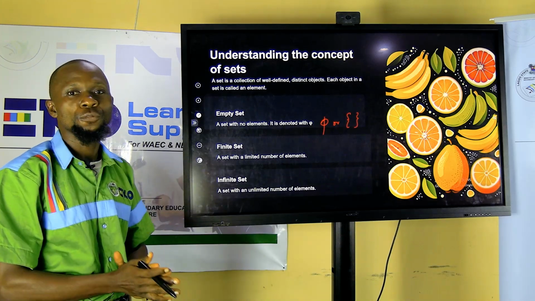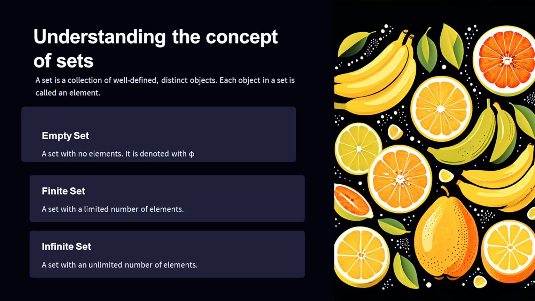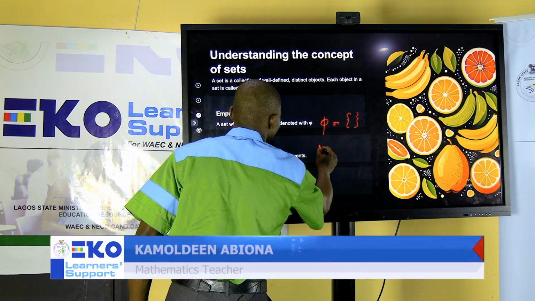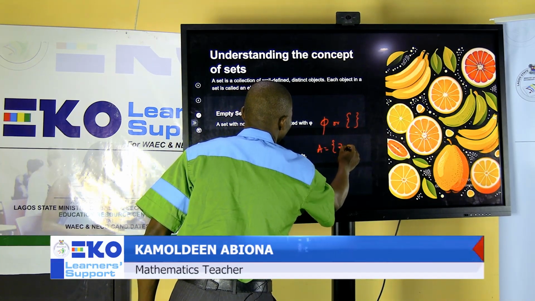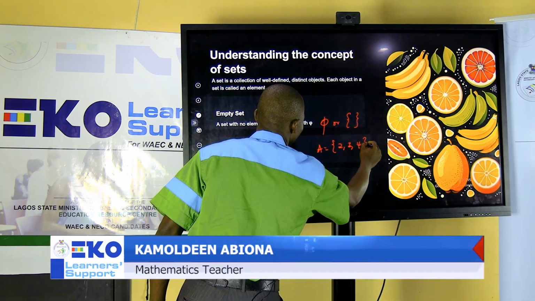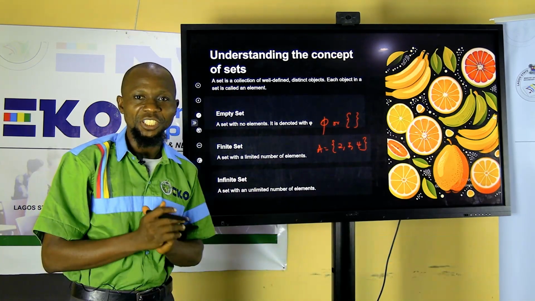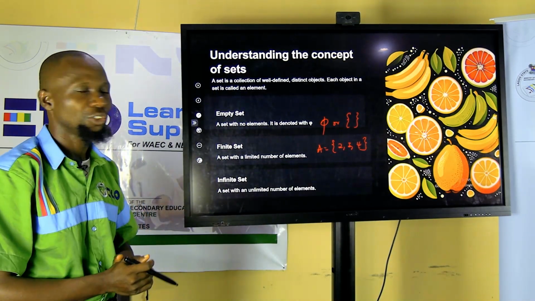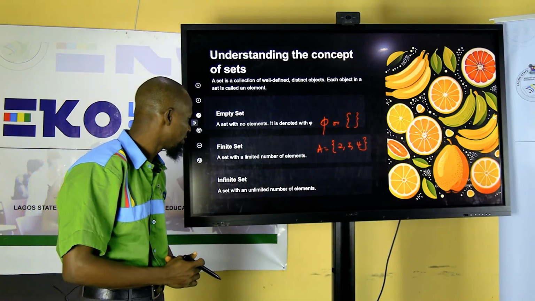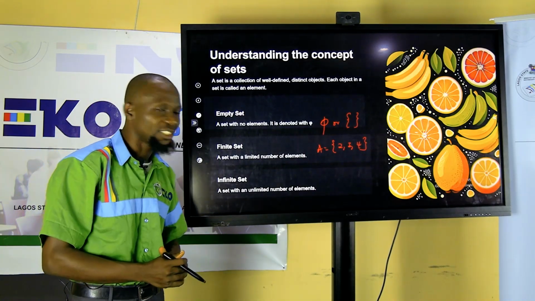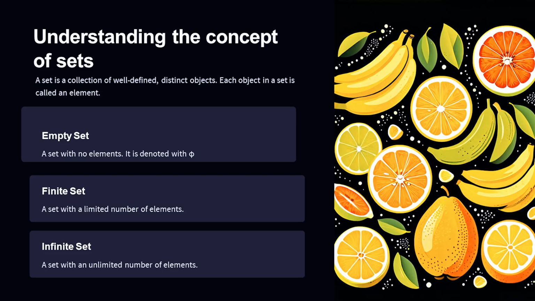We also have what we call a finite set. When do we say a set is finite? A set is finite if it has a limited number of elements. An example is set A equals 2, 3, 4. We have just 3 numbers there. Because it has a limited number of elements, we call that a finite set. And we have another set, a set with an unlimited number of elements. That is an infinite set.